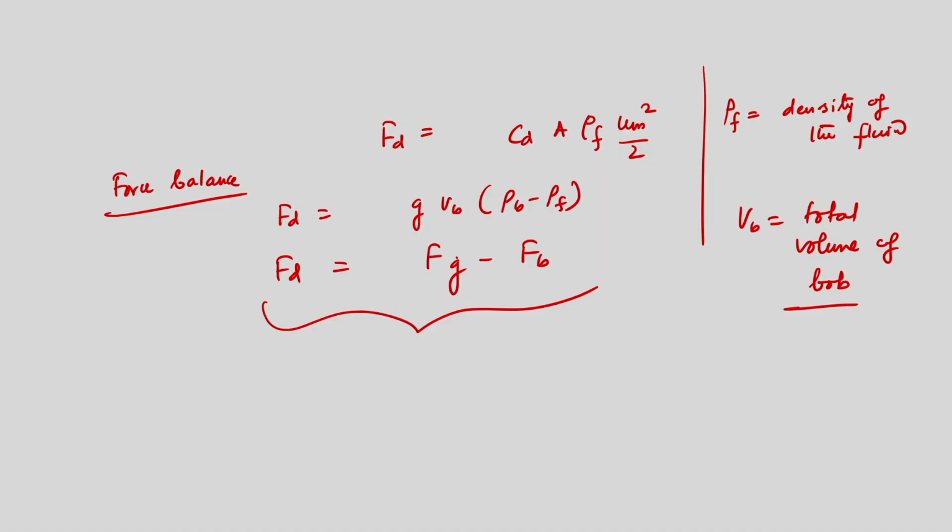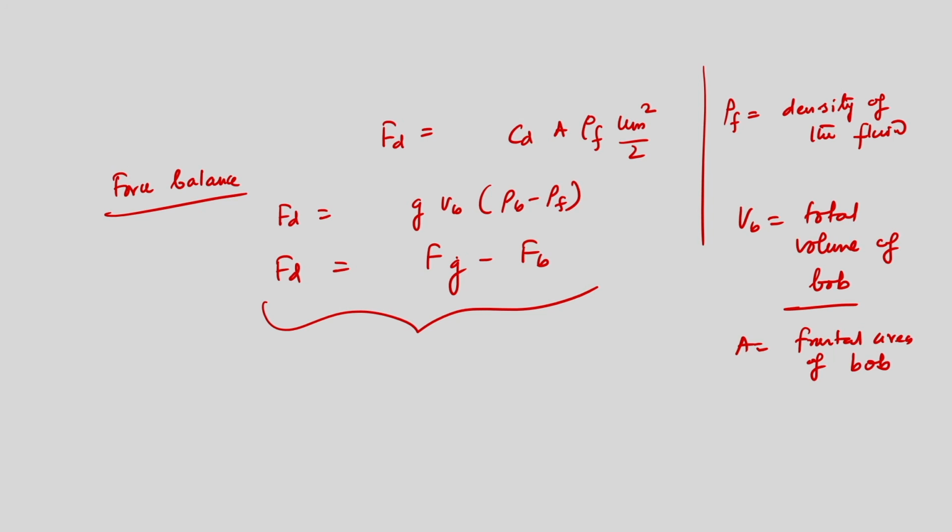So, in this expression, A is the frontal area of the bob, and the subscript F denotes fluid and the subscript B denotes bob. Now, if I know this, the question is the mean velocity.